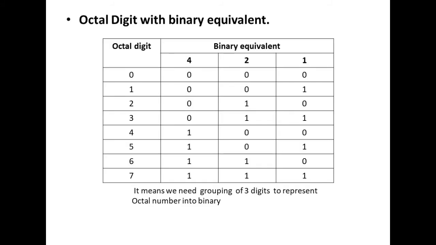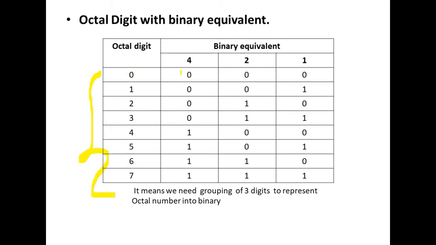Here we have already covered that octal means base is 8, so digits required are 0 to 7. Here we have made a table. Up to 7 we require only 3 weights, 1, 2 and 4, because the sum of all these digits is 7. So for 7 we require only 3 digits.